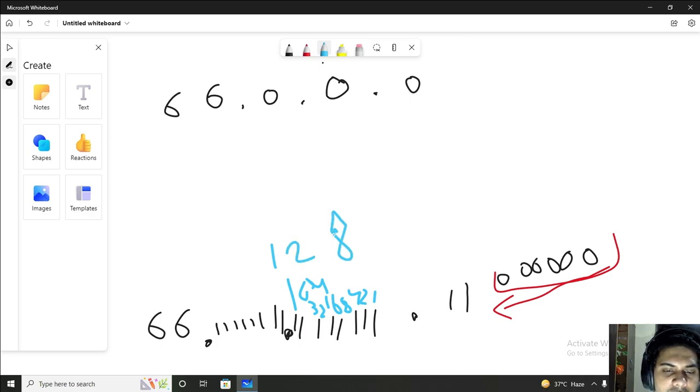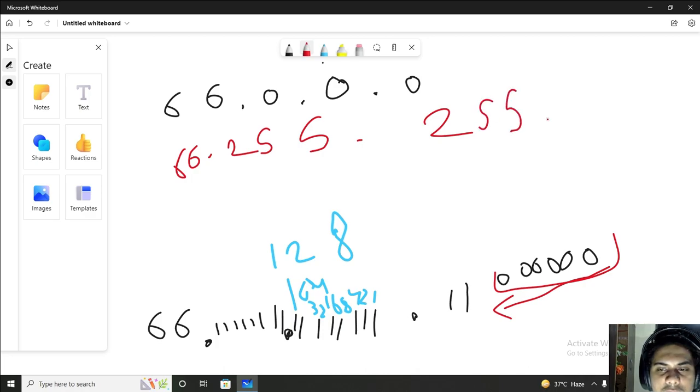Okay, so now as you can see, I have reserved this 6 for host part, and the rest of the host part is converted to network. So now you can see that I have done subnetting. So what is my subnet? My subnet is 255.255.255.192. Okay, so this is my subnet.